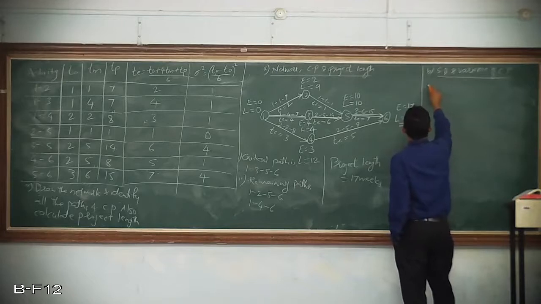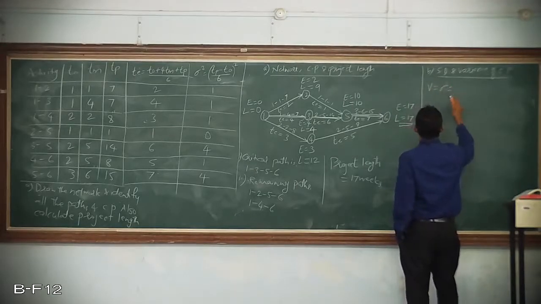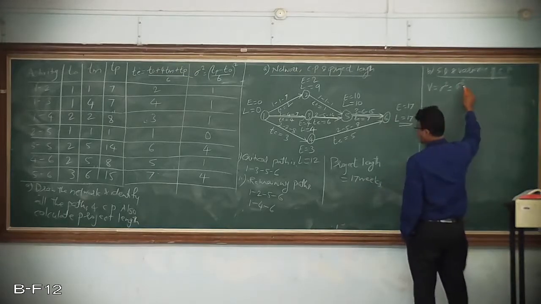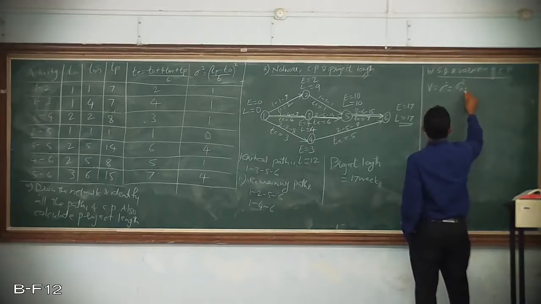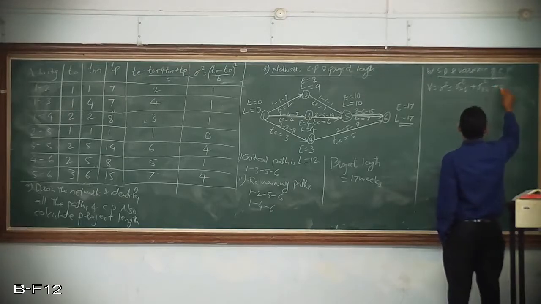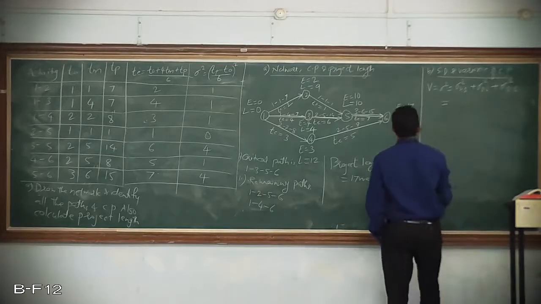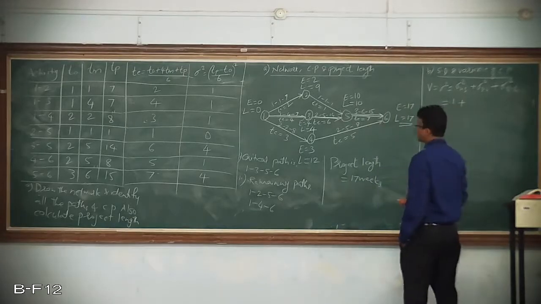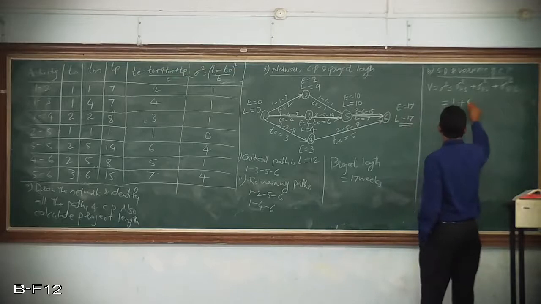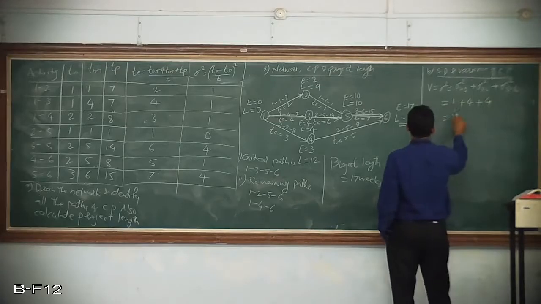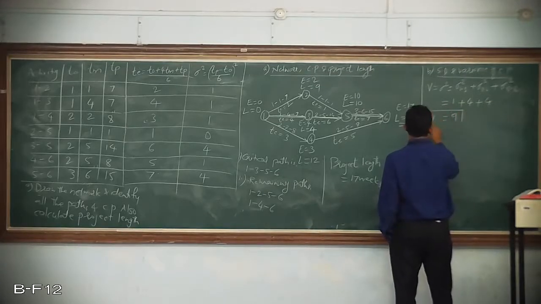I'll first calculate the variance. V is equal to sigma square, so I'll just add sigma square of 1 to 3, sigma square of 3 to 5, sigma square of 5 to 6. So this is how much I'll get. Sigma square of 1 to 3 is 1. Sigma square of 3 to 5 is 4 plus sigma square of 5 to 6 is 4. How much did I get? 9. So variance is 9.